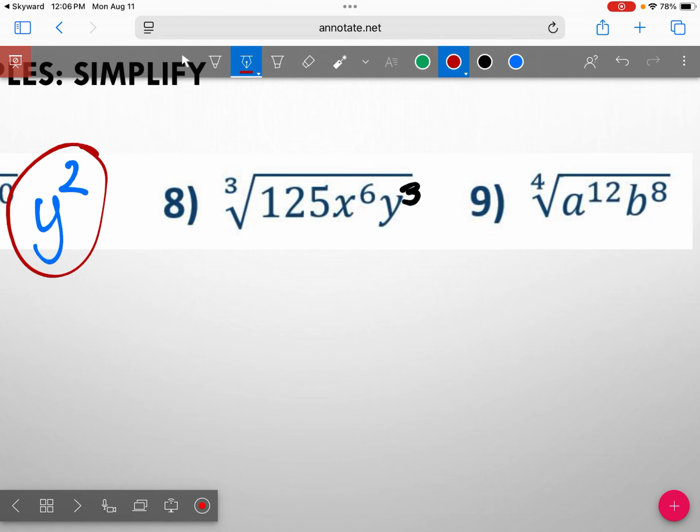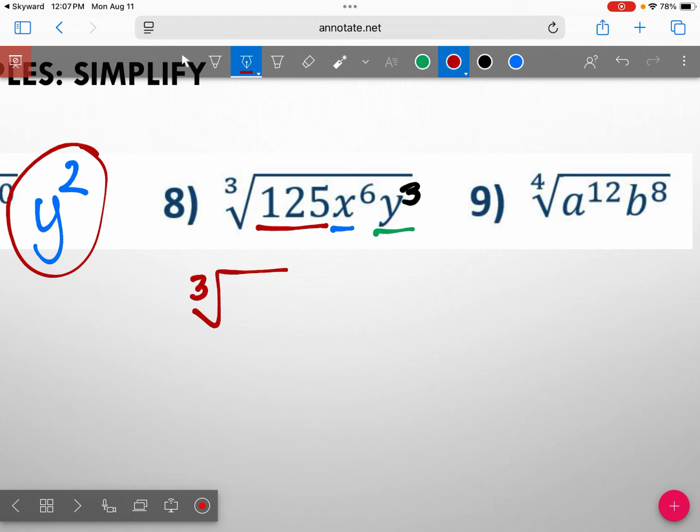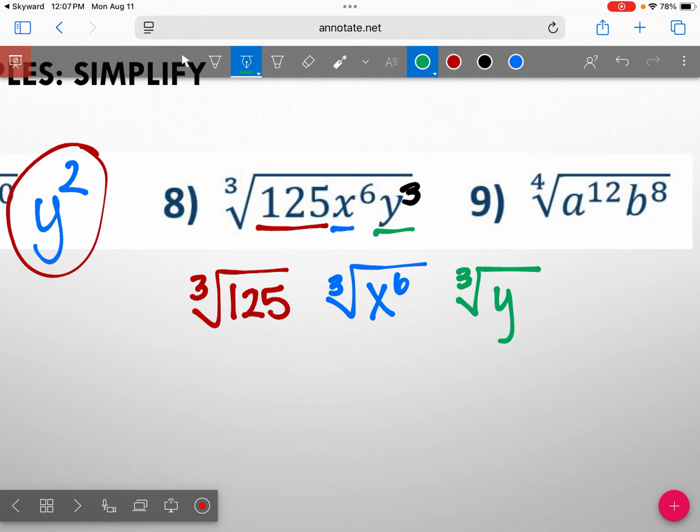All right, so now let's get down to the nitty gritty. Here, question number 8, there are 3 different things underneath my cube root. So you need to separate them and look at them separately. So I have the cube root of 125, and then I have the cube root of x to the power 6, and then I have the cube root of y to the power of 3. There we go. All right, so let's look at this first one.